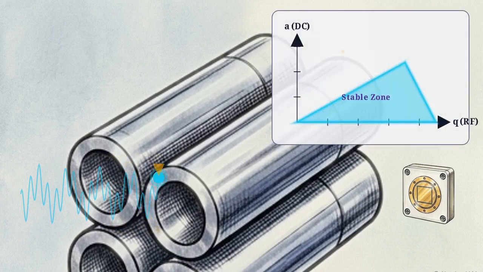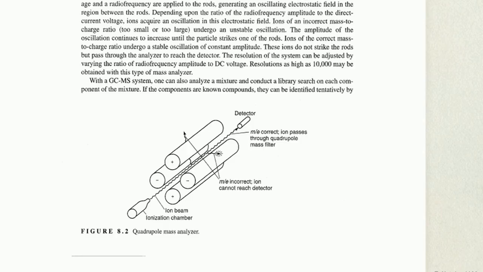This creates a strict stability window. For any specific, locked ratio of RF amplitude to DC voltage, the complex equations of motion dictate that only one exact mass-to-charge ratio will survive the journey. The correct mass maintains a stable, bounded oscillation, successfully threading the needle through the entire length of the rods to reach the detector. Figure 8.2 maps the alternative.